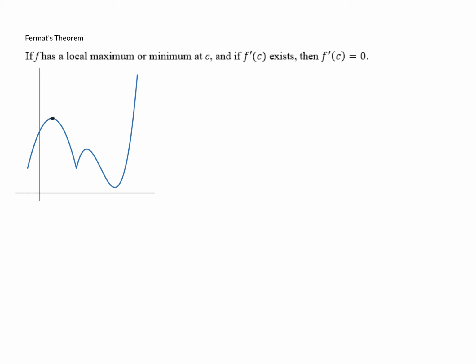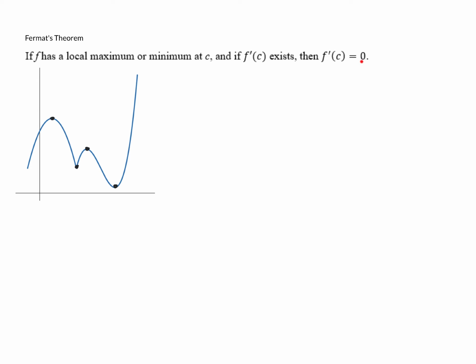Let's actually draw dots wherever we had a local maximum or minimum. So we had one there, and then we had one kind of at this sharp corner. We had a local minimum there, and then we had another local maximum, and then another local minimum. We're going to ignore the endpoints here. We're just going to look at the local maximum and minimum values on the inside. And this theorem says if it has a local maximum or minimum somewhere, and if the derivative exists, then the derivative has to equal 0.